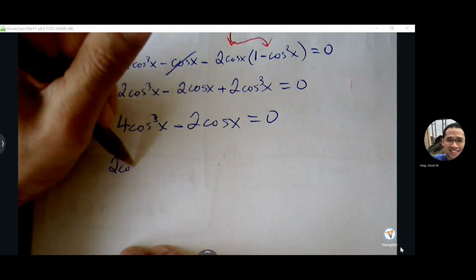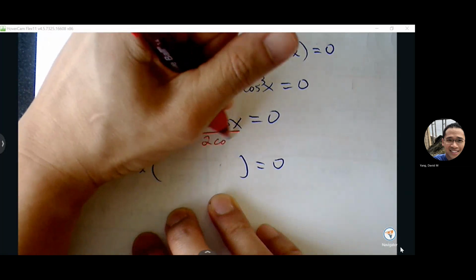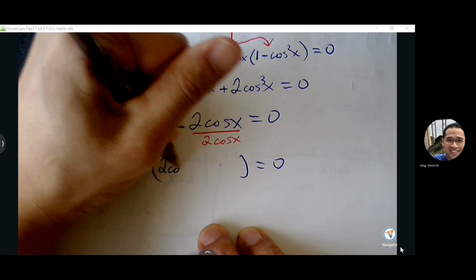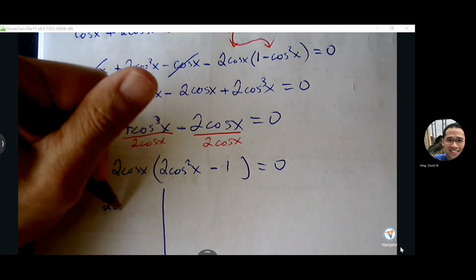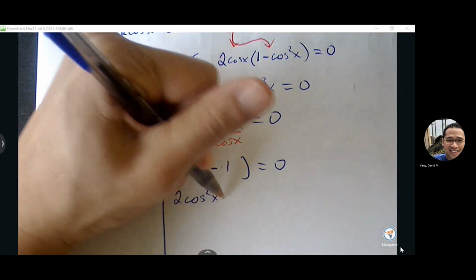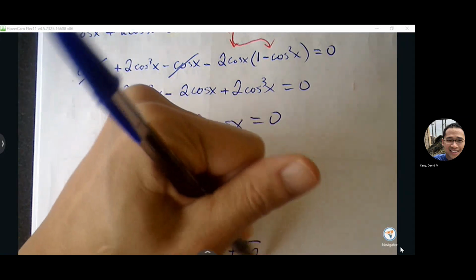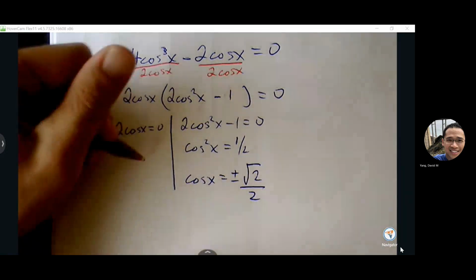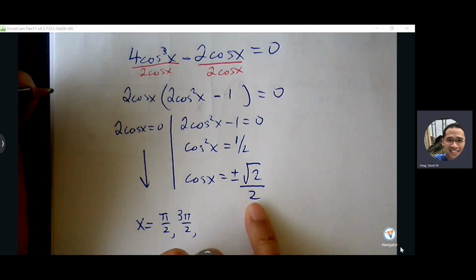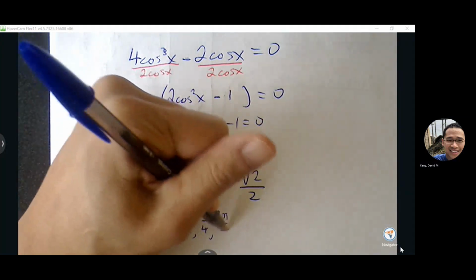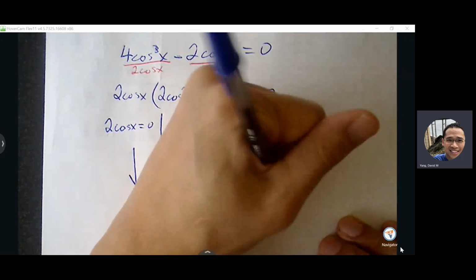Okay, GCF. Set both equal to 0. Okay, cosine is equal to 0, pi over 2, 3 pi over 2. All four quadrants in that pi over 4 family. It says all values, so plus 2 pi n.